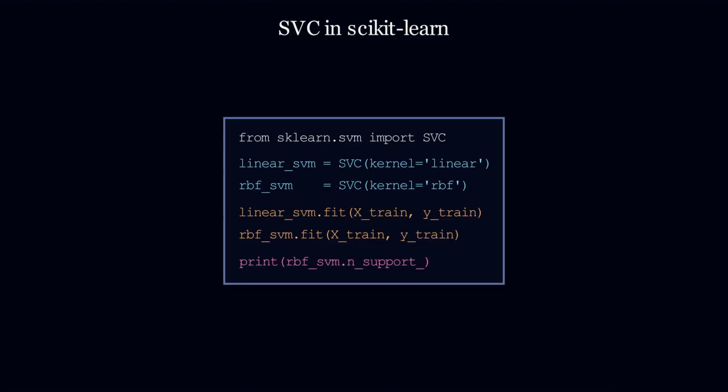In Scikit-learn, this is SVC, support vector classifier. Import it. Set kernel to linear or RBF. Call .fit. One keyword, kernel, is the only difference between a straight line and a curve. And .support_ tells you exactly how many points became support vectors. Same three-line pattern as every model this series, just a smarter boundary underneath.